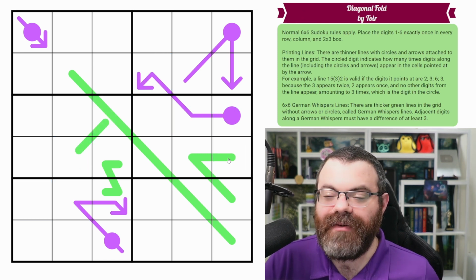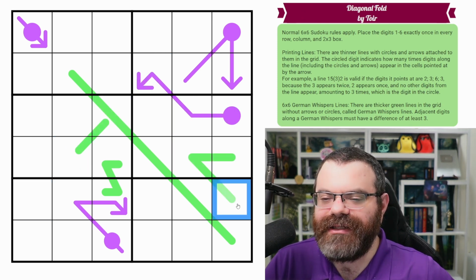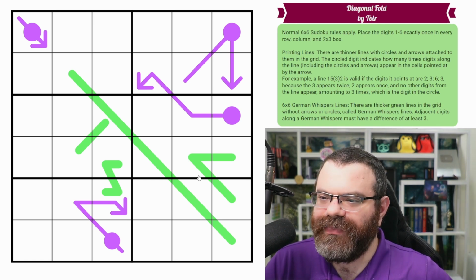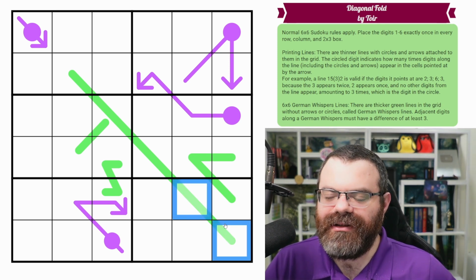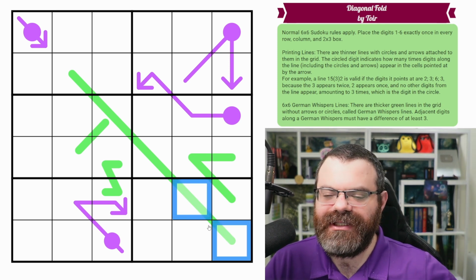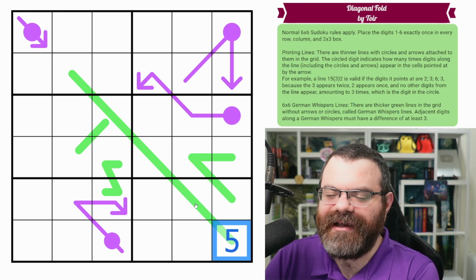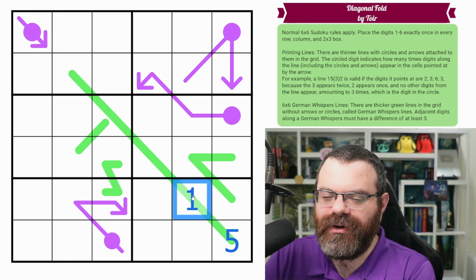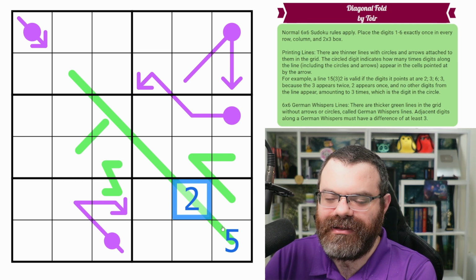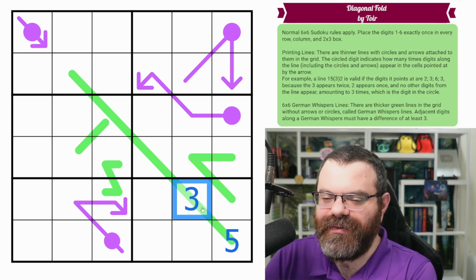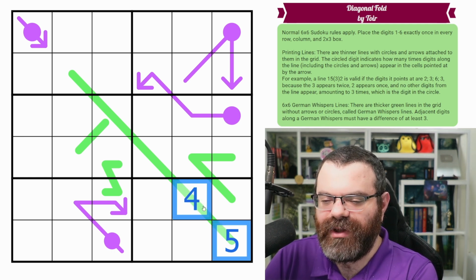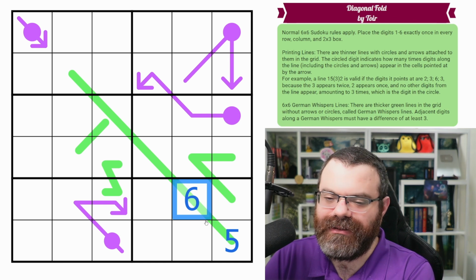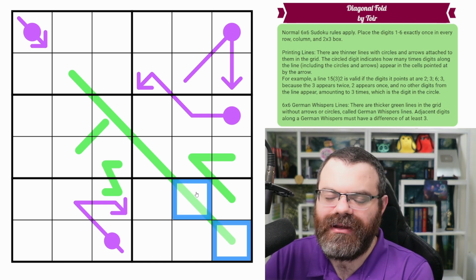And in addition to that, we do have these thicker green lines. These are the German whisper lines. So adjacent digits along the line have to have a difference of at least 3. So if this was, say, 5, we would need to put a 1 or a 2 here, because anything else has a difference less than 3. A 3 would have a difference of 2. A 4 would have a difference of 1. A 6 would have a difference of 1. 5 would have a difference of 0.